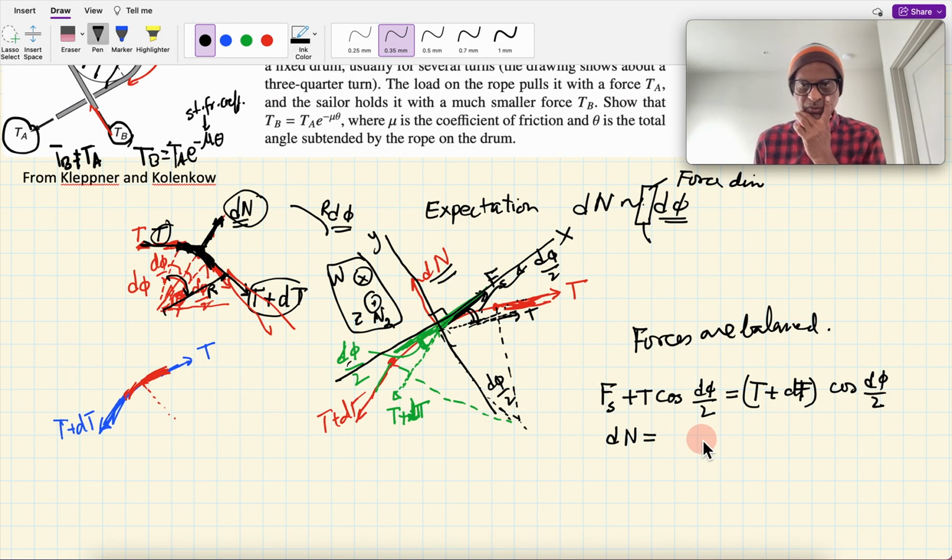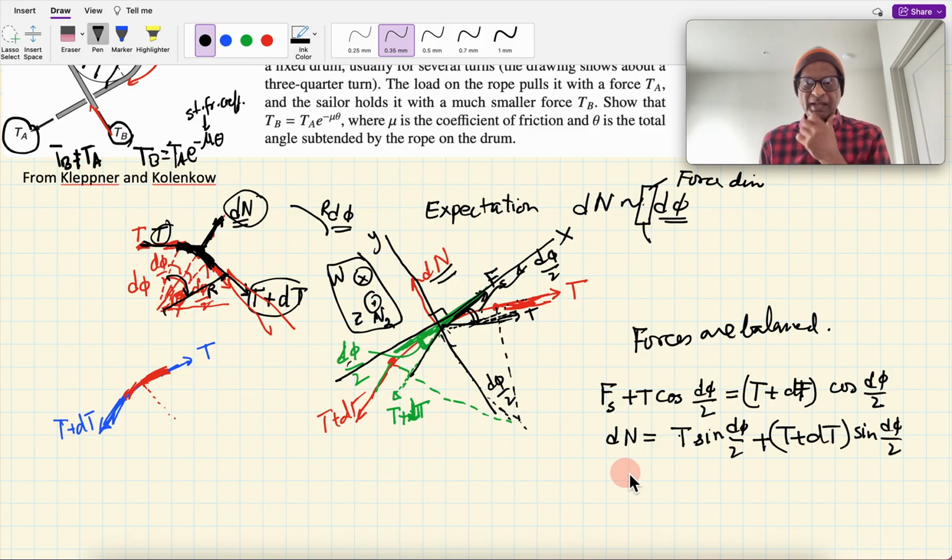dN is equal to the sine of these guys, right? And both of them, both this and this, are going to add. So T sine dφ over 2 plus (T plus dT) sine dφ over 2. And we're going to assume that Fs is the max Fs. Okay, so we're going to assume that this is a max. I don't think it's said in the problem.